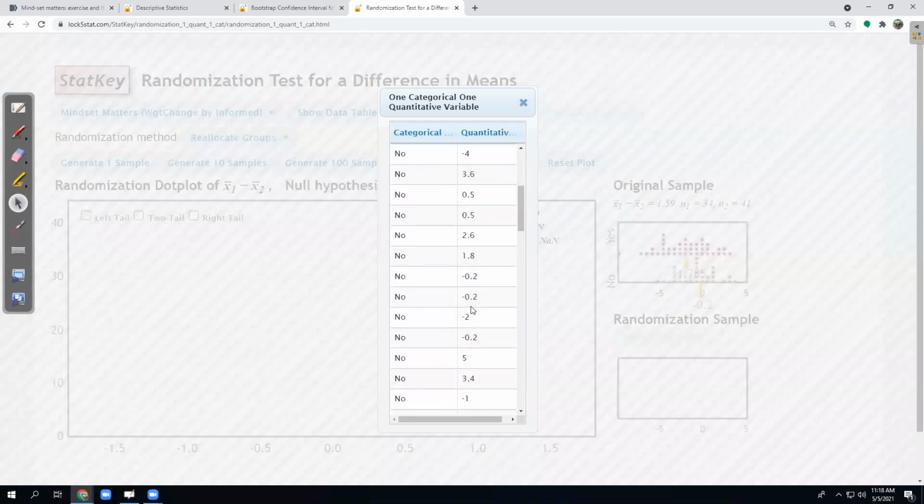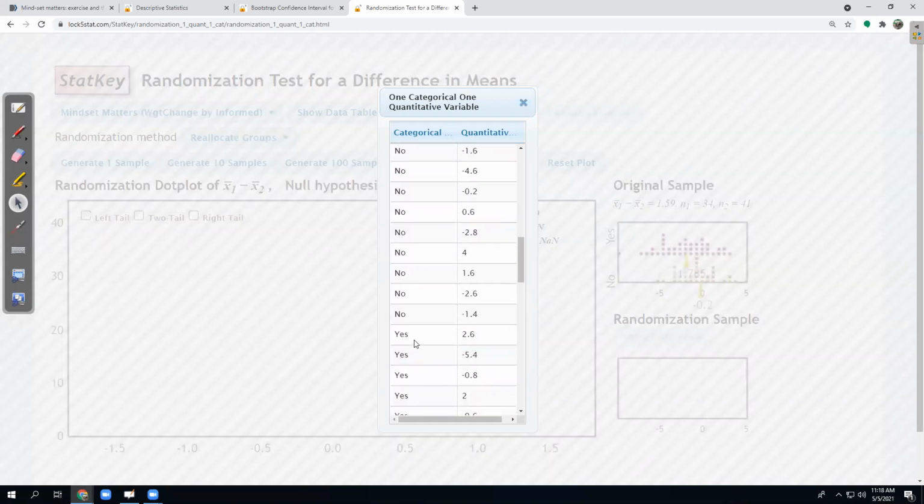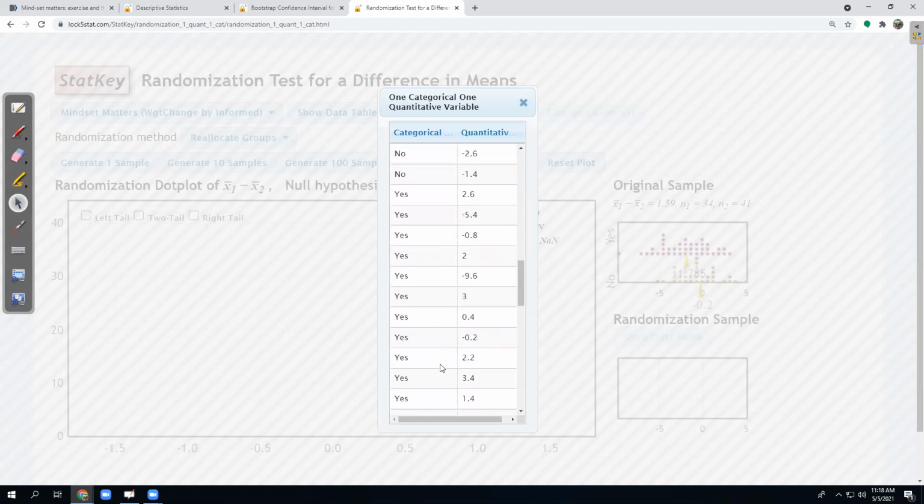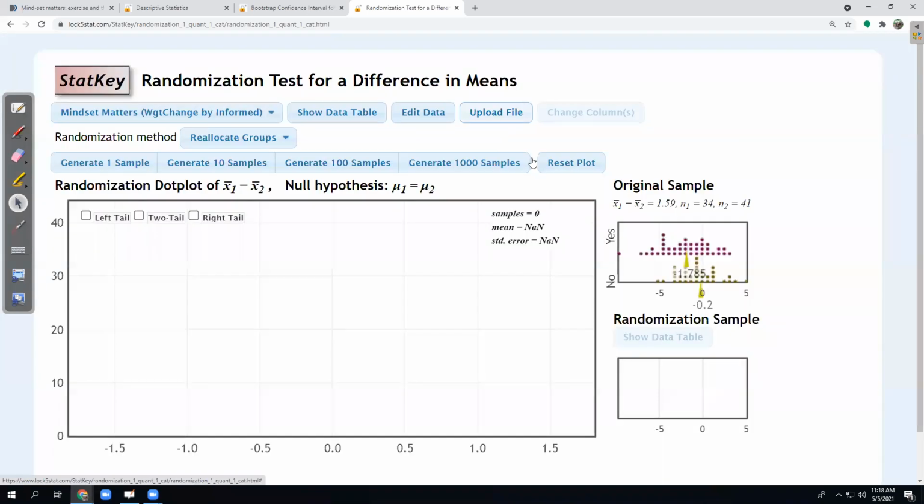I mentioned that StatKey takes whatever variable is first, calculates the mean, and then subtracts the mean of whatever was second. So in StatKey right here, and I'll write this down, they're taking the average weight loss of people who weren't informed minus the average weight loss of people who were informed. I had to look up and think a little bit about how that was being calculated.